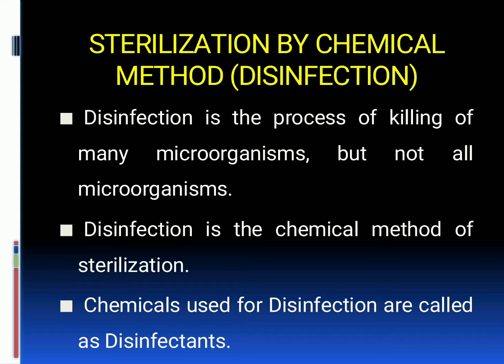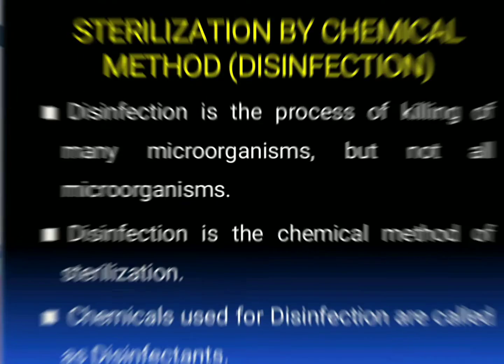In chemical sterilization, disinfection is the process of killing many microorganisms but not all microorganisms. Disinfection is a chemical method of sterilization. A chemical used for disinfection is called a disinfectant.